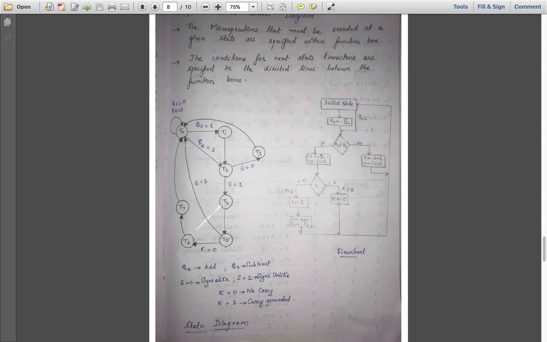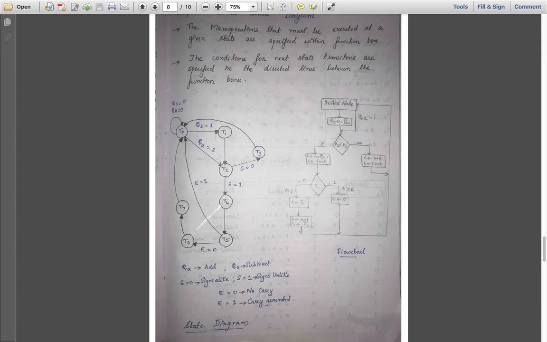So the initial state is nothing but T0. In that T0, which control lines help in remaining in T0? If QS is 0 and QA is 0, then you remain in that state T0. To move from T0 to either T1 or T2, you require these control lines to be set to 1 respectively. Okay, so if QS is set to 1, it means subtraction. Subtraction means you are complementing the sign bit of the B register.